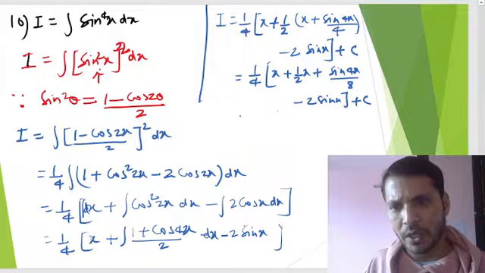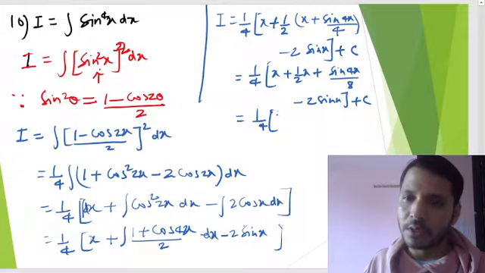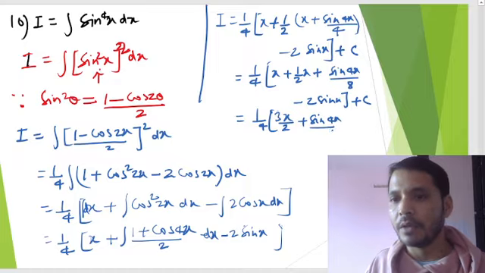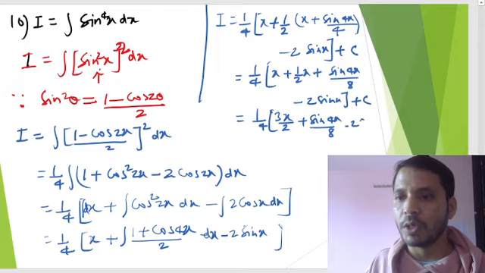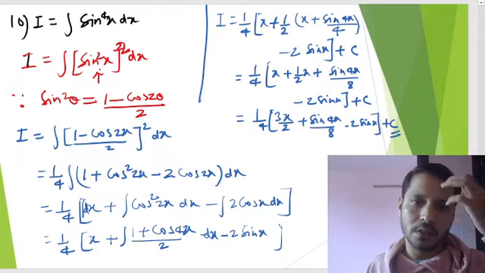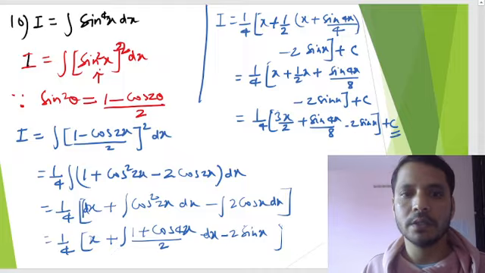So further we can add x, 1 by 4 common, x, it will become 3x by 2, right, and here it is sine 4x by 8 minus 2 times sine x. And then at last add plus c. So this is the answer of the question number 10. So for today, that's it. Thank you.